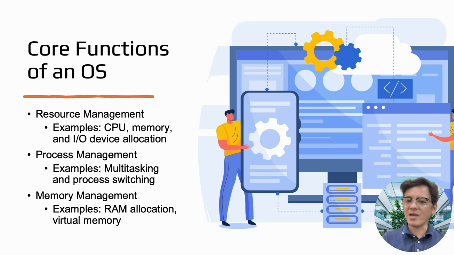Another big job is memory management. The OS handles your device memory, like RAM, allocating it to different applications. If you've ever opened multiple browser tabs at once, you've experienced memory management in action. Each tab gets its own portion of memory to operate without interfering with the others. And that's just the beginning. We'll dig deeper into other functions like file system management, security, and user interfaces in the next part of the video, so stay tuned.